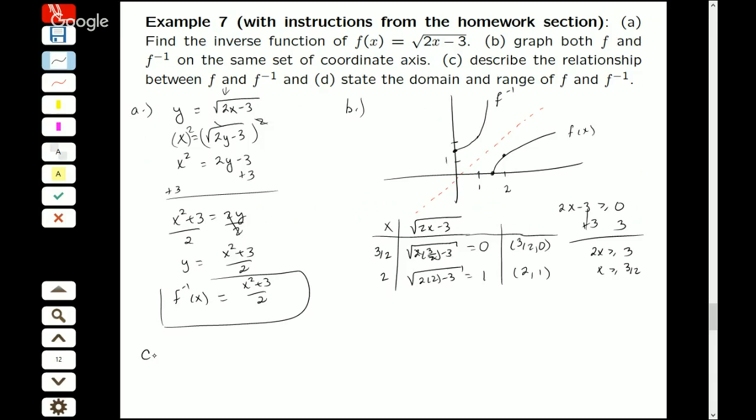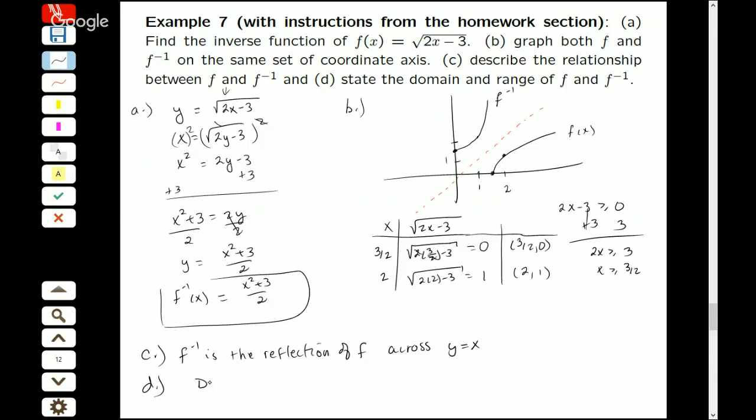Okay, part C. Very simple. It says describe the relationship between f and f inverse. It's always going to be the same answer. f inverse is the reflection of f across the line y equals x. That answer will always stay the same. Doesn't change. And then part D says state the domain and range of f and f inverse.